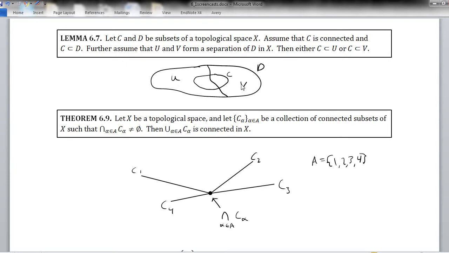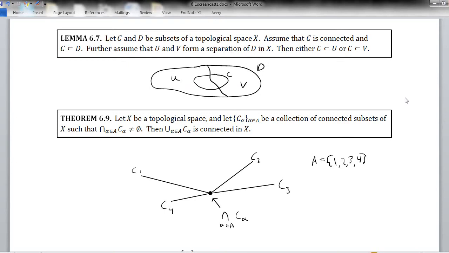The reason is, if C was not completely in one or the other, then it would intersect both of them. And you could take the intersection of U with C and the intersection of V with C, and that would give you a separation of C. But we know that can't exist because C is connected. All right, so connected subsets have to end up inside of one half of the separation of a larger set.